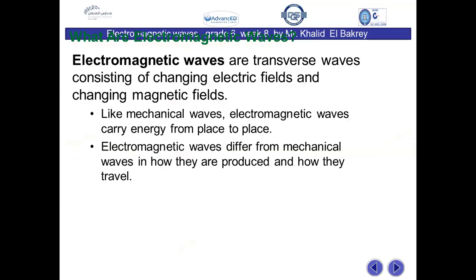Electromagnetic waves are transverse waves, yes, because they consist of a changing electric field and a changing magnetic field. These two fields move together. Between them you can find a right angle, which is 90 degrees. They are perpendicular to each other. Electromagnetic waves differ from mechanical waves in how they are produced. As we said, the mechanical wave is produced from the vibrating of objects, while electromagnetic waves are produced from the vibrating of electric charge.